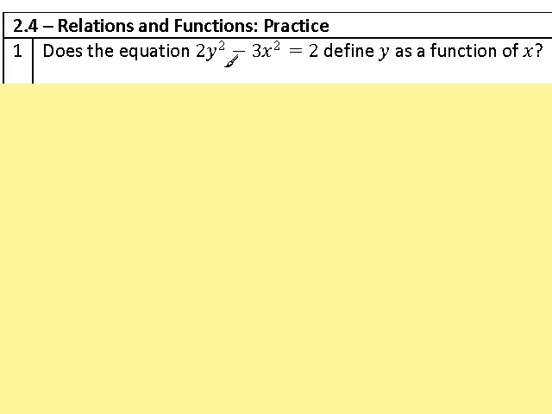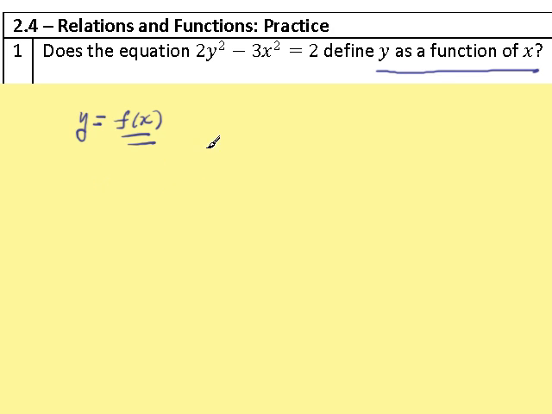Number 1 asks, does the equation 2y squared minus 3x squared equal 2 define y as a function of x? If we can solve this equation into the form y equals some expression with x's, like y equals f of x, then the equation does define y as a function of x. So let's just try solving it.